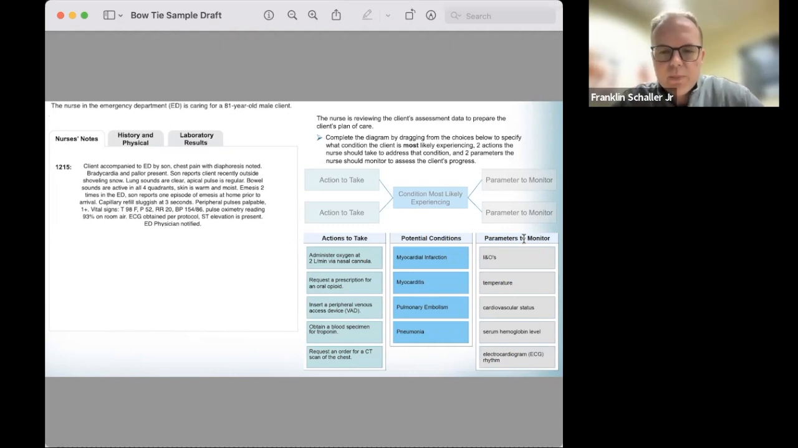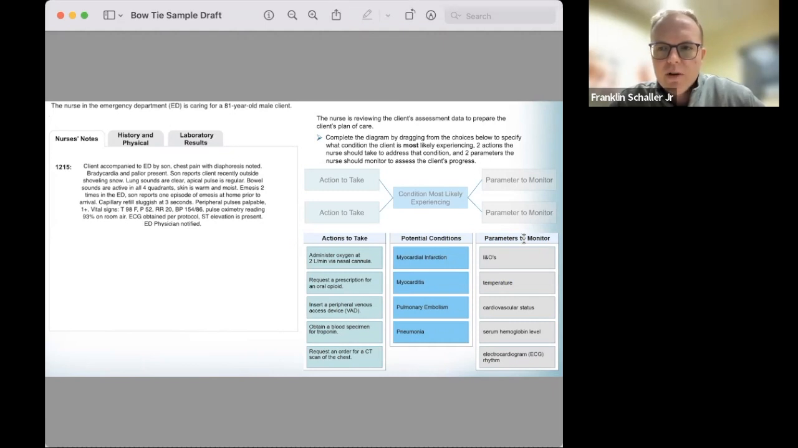So my best plan of attack would be to drag the blue potential condition on the right-hand side, myocardial infarction, and drop that into the middle of the bow tie where it says condition most likely experiencing. Then, what are some actions to take for a myocardial infarction? When I look at the actions to take, they are noted in green. There are five of them. The two that make the most sense to me would be to insert a peripheral venous access device and then obtain a blood specimen for troponin. Those two actions most align with the potential condition of myocardial infarction.